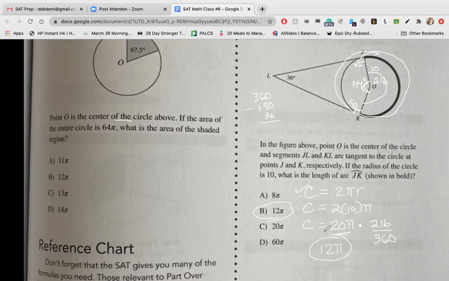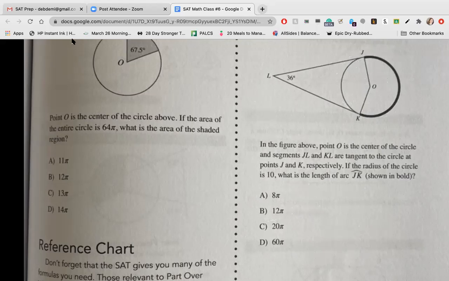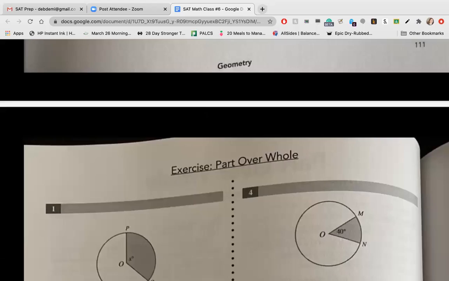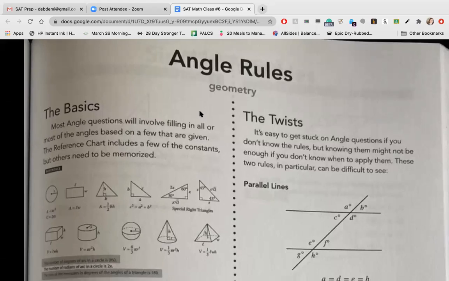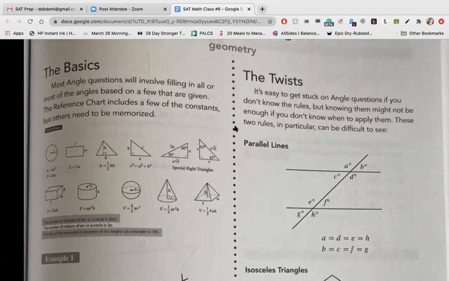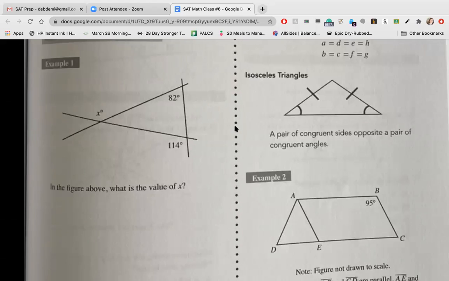Okay, angles, next. Angles are way more fun. So here we go. Let's get to angles. These are your exercises you can do. There's not a lot of them. Okay, and there's all the reference stuff again.